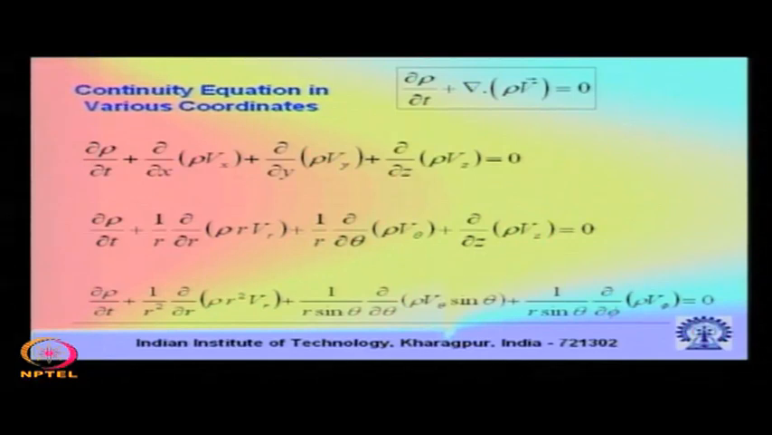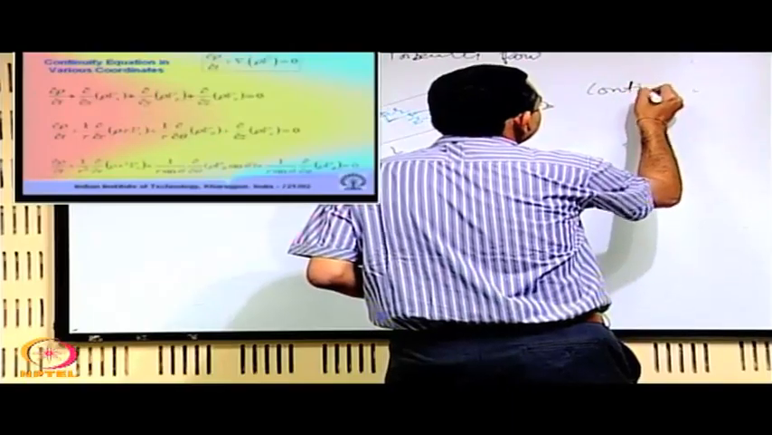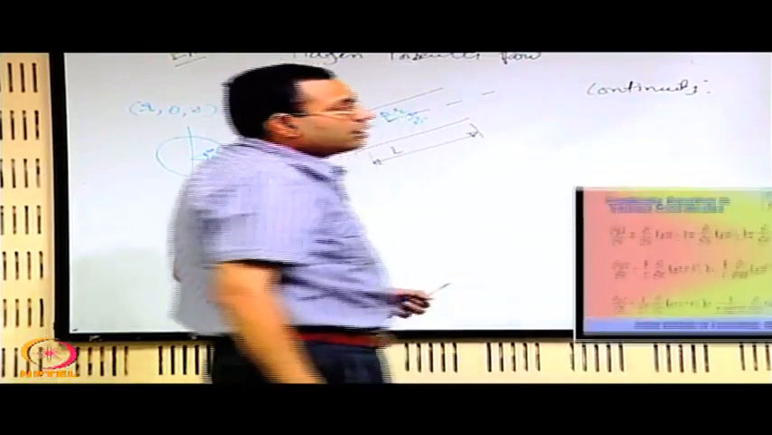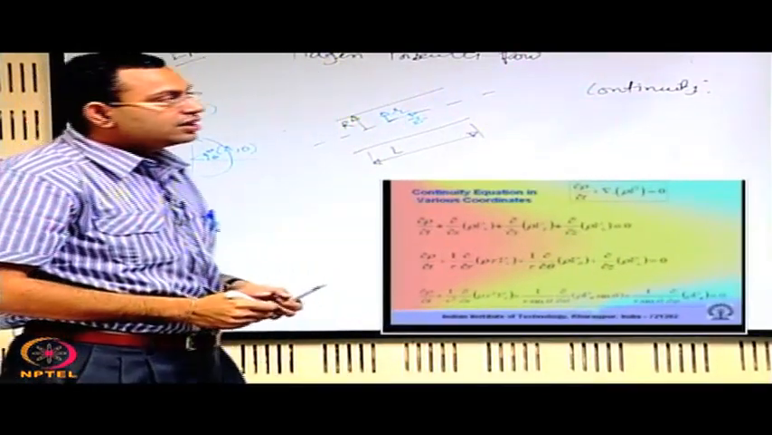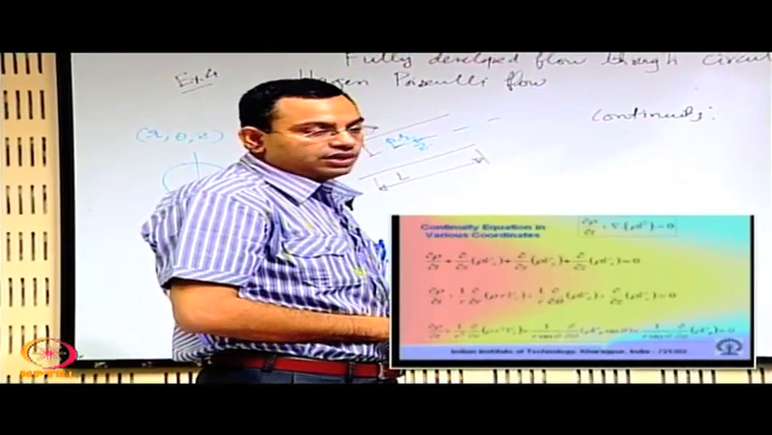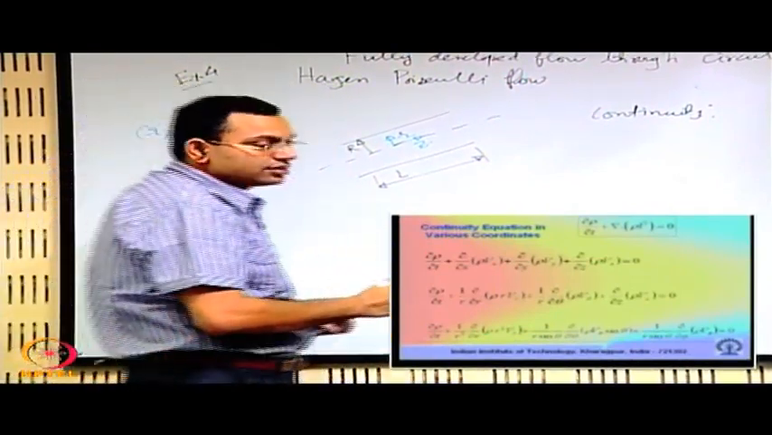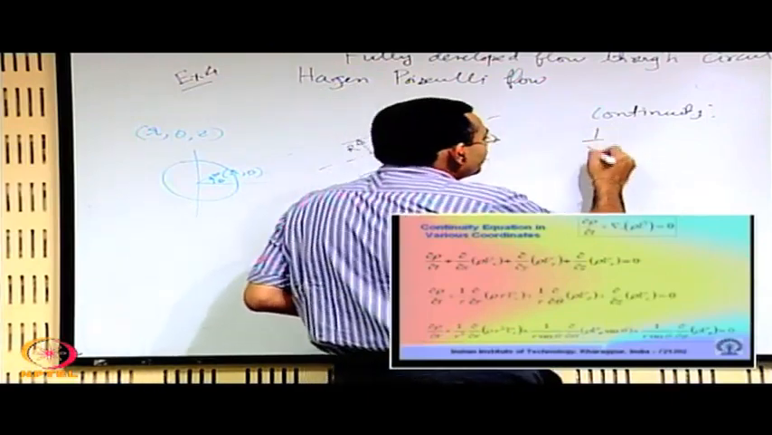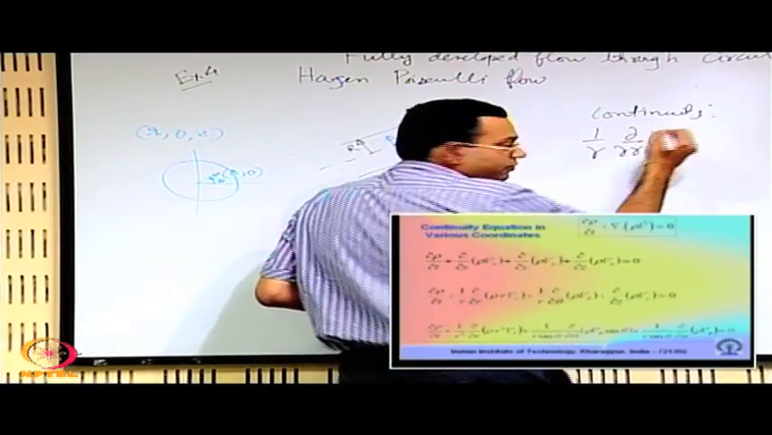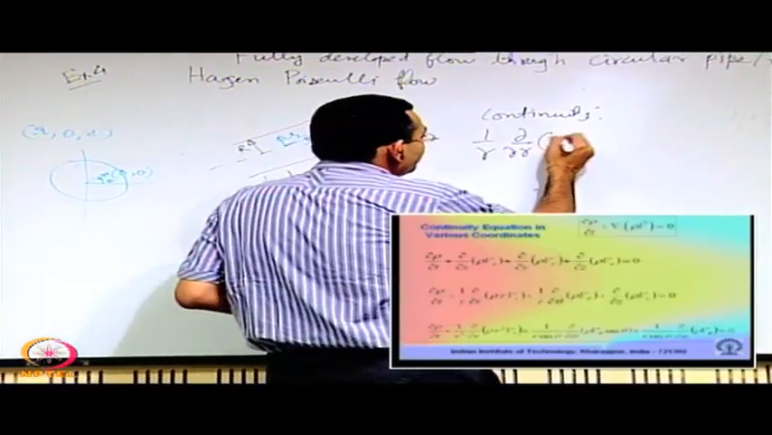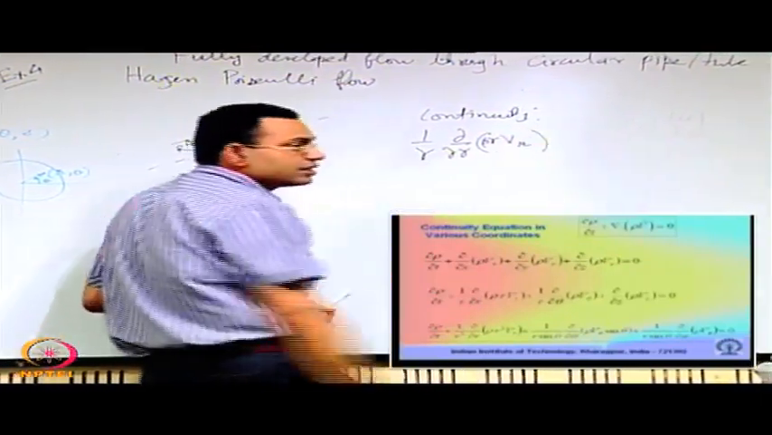So if you look into the slide, the second equation. The first term is the density variation with respect to time. We are considering a constant density fluid, so that term goes away. Next, see the second term in the continuity equation. It remains, because we are not very sure what is going to be there. So 1 by r d/dr of r rho Vr, that is the term.